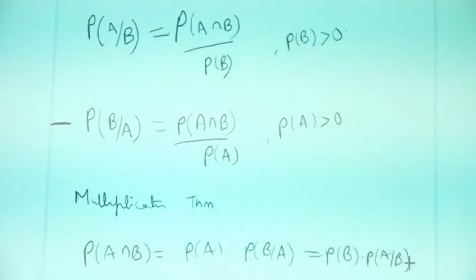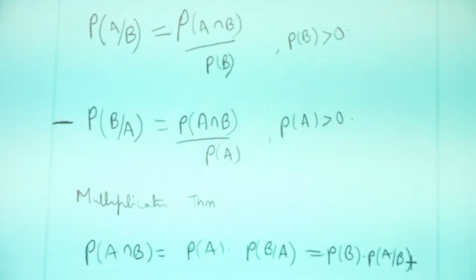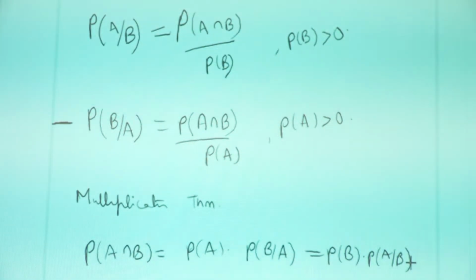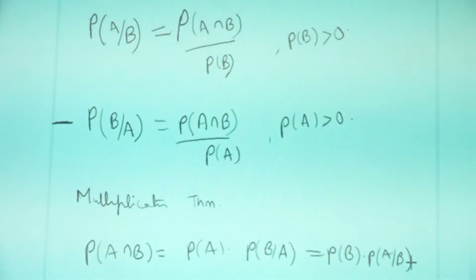Now comes the concept of dependent and independent events. I said that if the happening of the first one is not affecting the happening of the second one, then they are called independent events. Otherwise they are called dependent events. Now look at that, we wrote there P of A intersection B is equal to P of A into P of B by A. So B has the effect of the happening of A. If B has no effect of the happening of A, I can write that P of B by A as simply P of B.